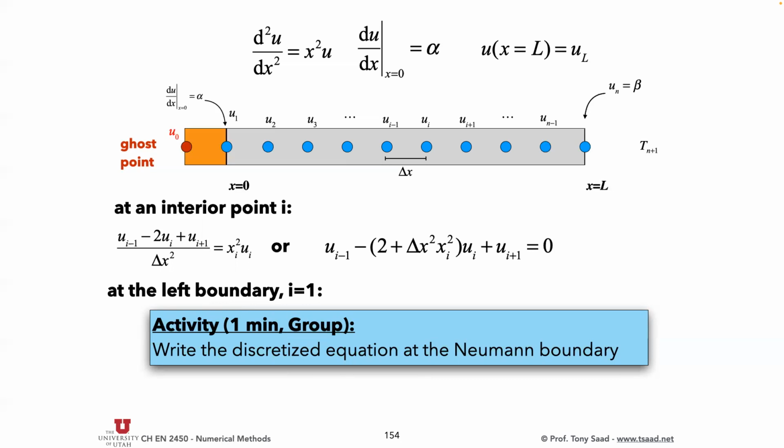So take this equation before you discretize the boundary condition itself. Take this equation and apply it at I equal 1. So replace I by the value 1, right? So you're going to get a U0. And that is our ghost point.